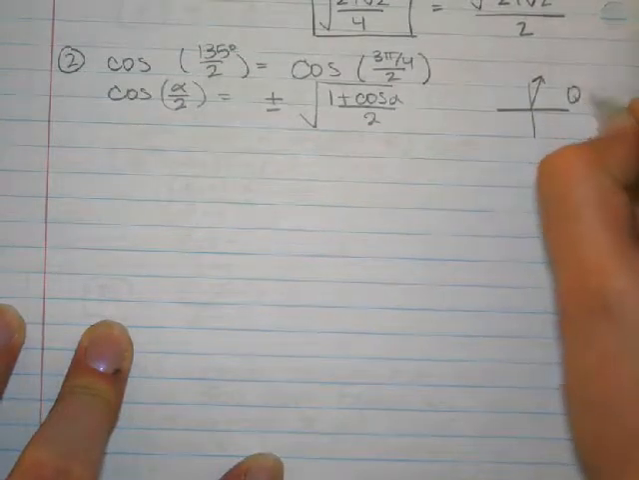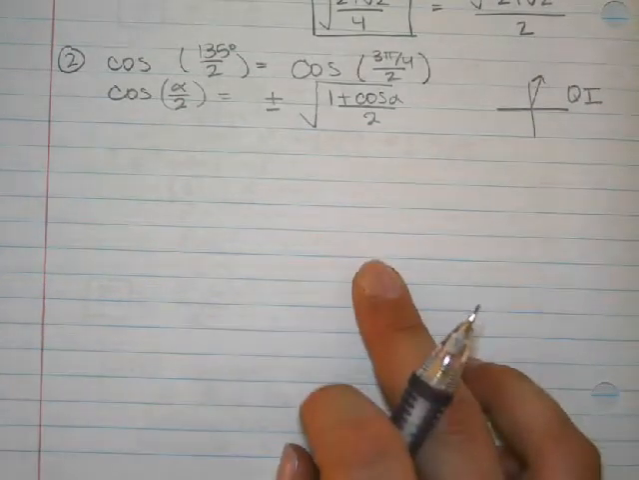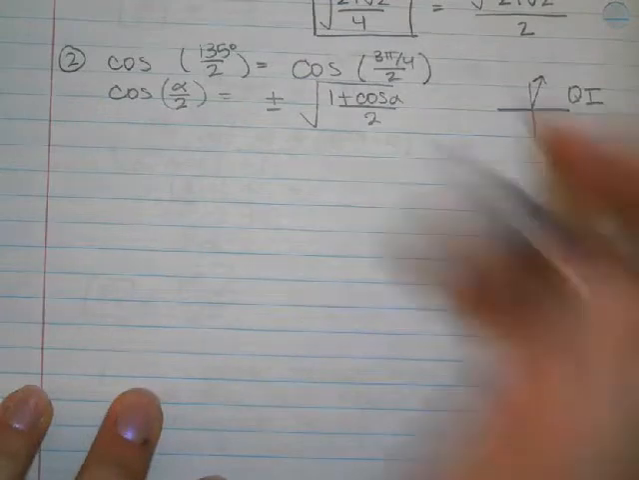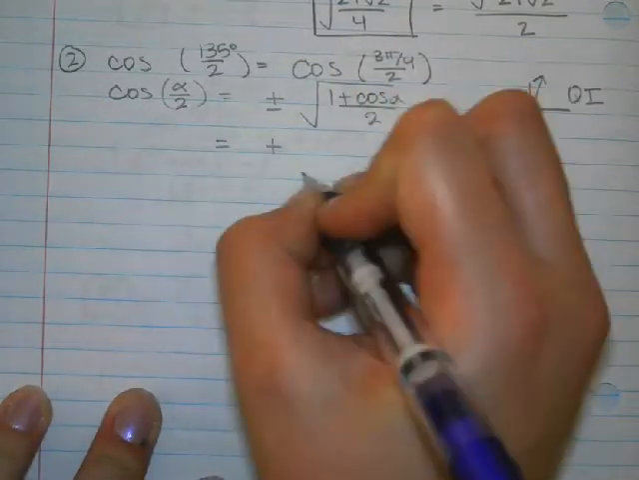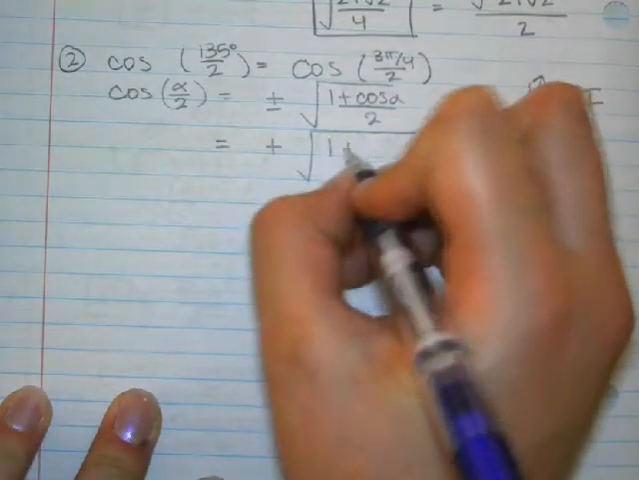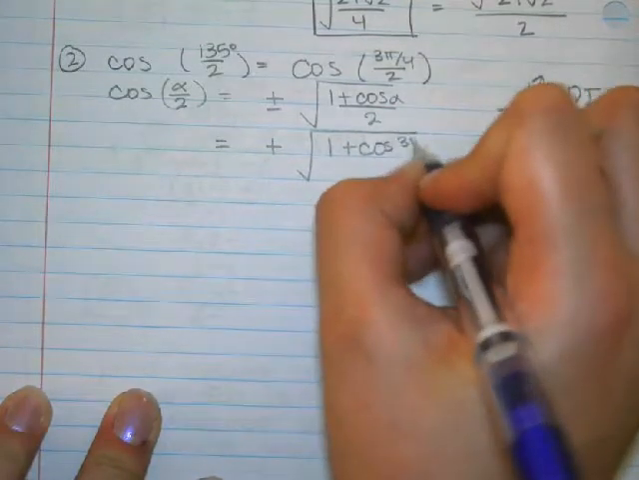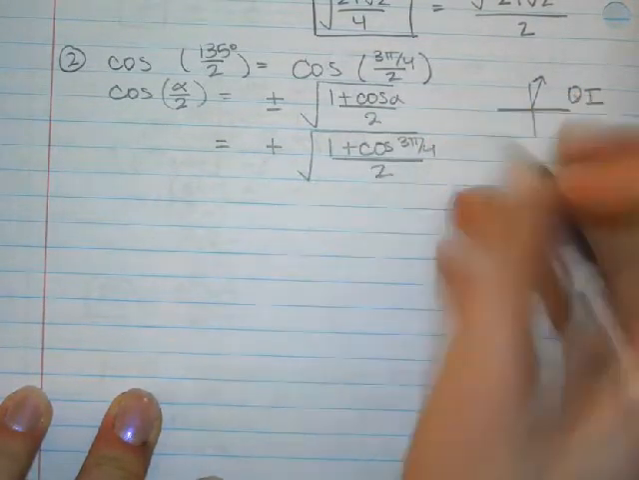And what do we know about cos in the first quadrant? It's positive. So that means we're going to be doing the positive version of 1 plus cos of 3 pi fourths, all divided by 2.